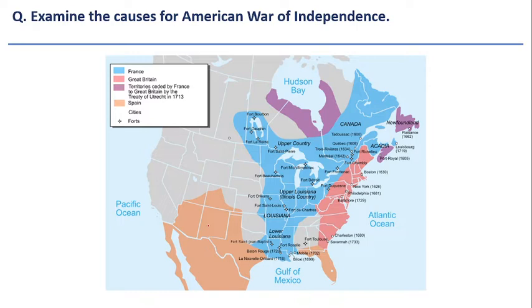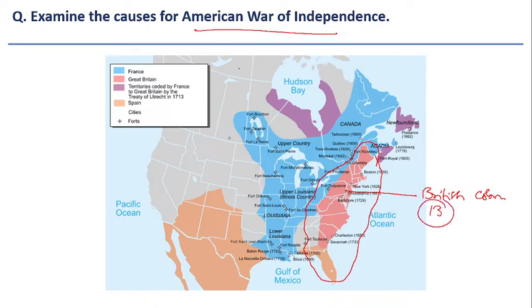Here you can see the map of North America. North America was a colony of not only Britain; some of the territories were under French control as well. But here the American War of Independence mainly means the struggle of American colonists against the British Empire. These are the British colonies. There were a total of 13 British colonies. Examining the causes for the American War of Independence means how these 13 colonies fought against the British Empire and how they gained independence.